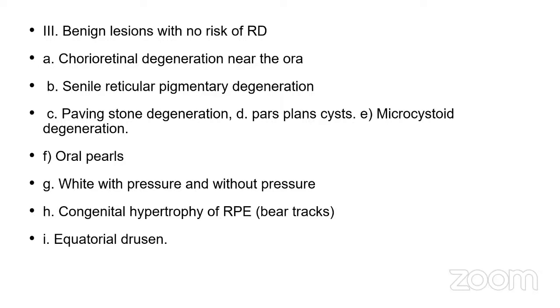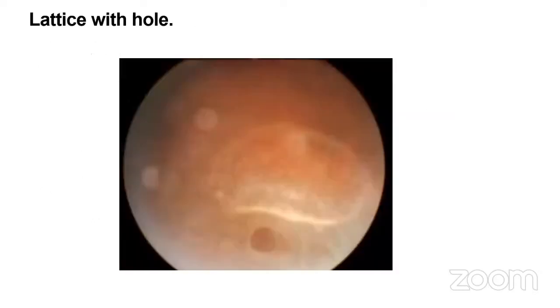Chorioretinal degeneration near to the ora, senile reticular pigmentary degeneration, and paving stone degeneration, pars plana cysts, microcystoid degeneration, ora pearls, white with pressure and without pressure, congenital hypertrophy of retinal pigment epithelium, equatorial drusen. So as far as rhegmatogenous retinal detachments are concerned, these lesions we need not worry about.